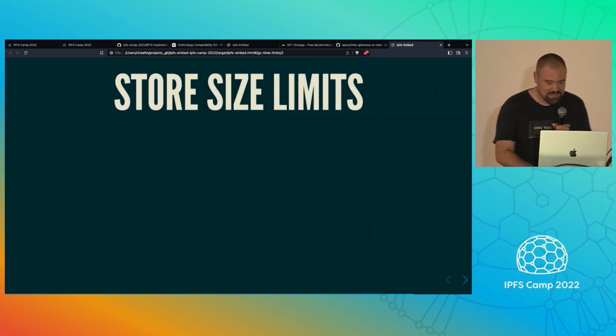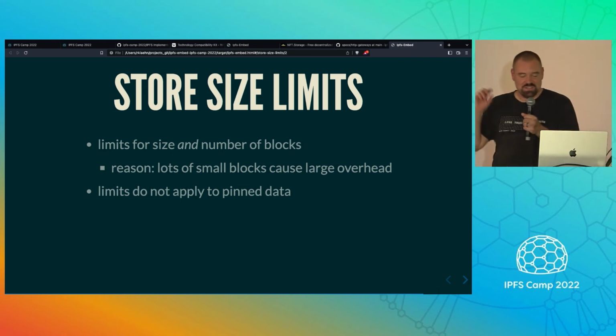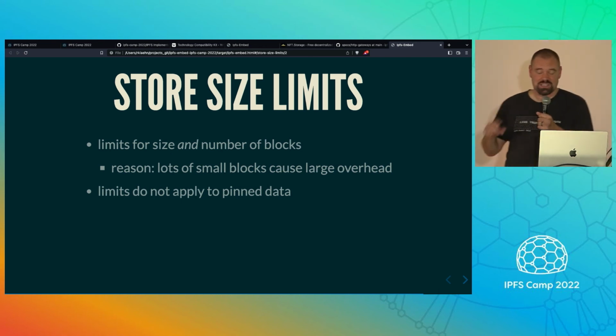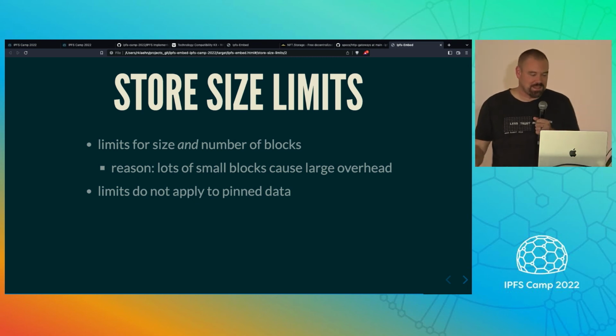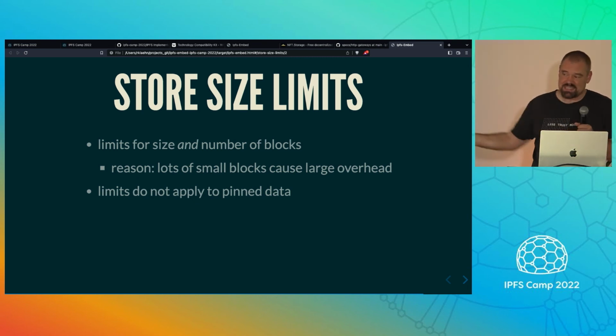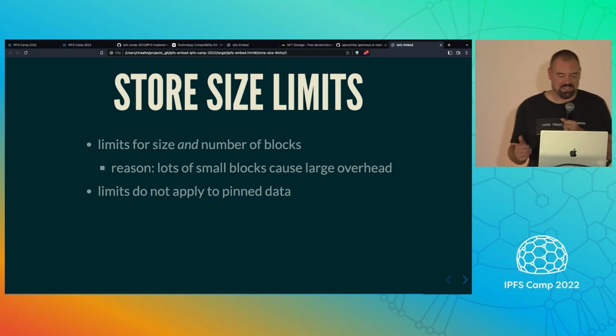And that's that. Then you got another thing, which is the limits of the store size. We got limits both on the size and on the number of blocks. The reason for that is if you have lots of small blocks, it doesn't matter how small they are, they will cause trouble. If you have Kubo configured with 10 gigs, and I just put in 10 gigs of small directories, I promise you it will fall over because it is just too much stuff. So you have to have limits both on the total size and on the number of blocks. It's like in a Unix file system where you have an inode limit or something like that. So limits do not apply to pinned data.